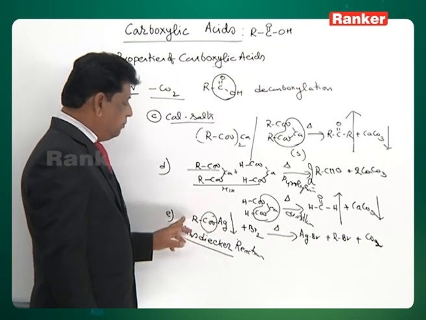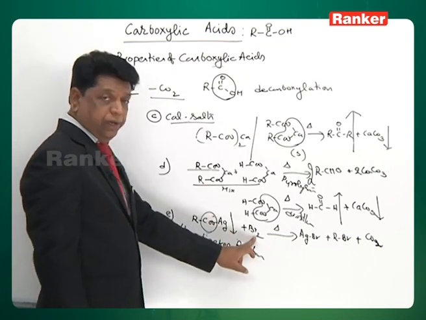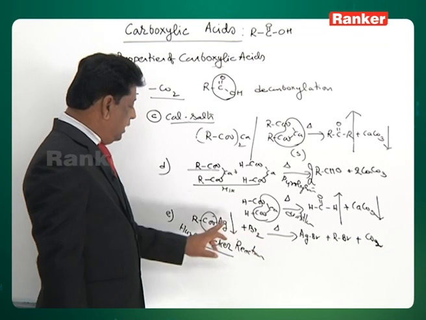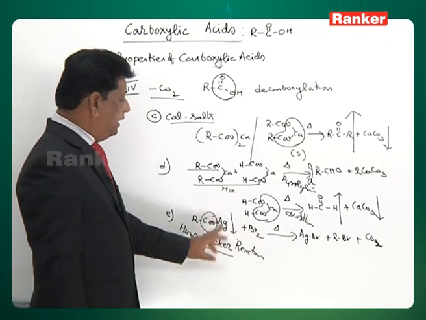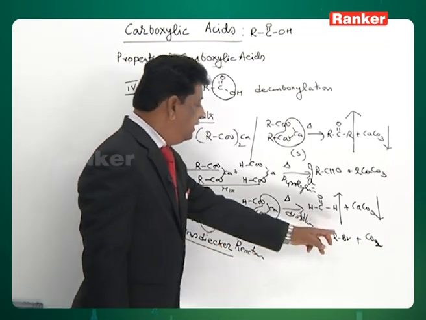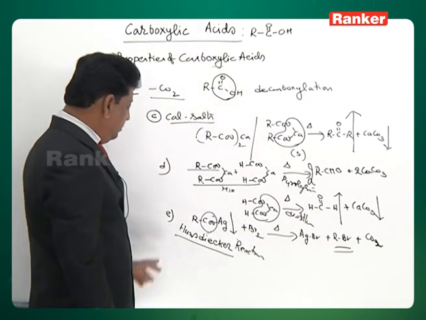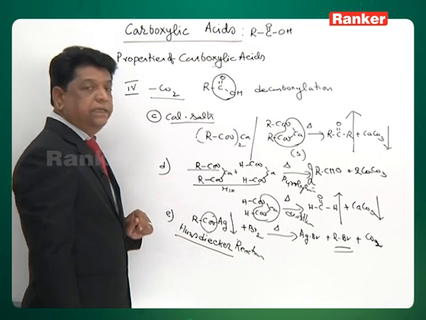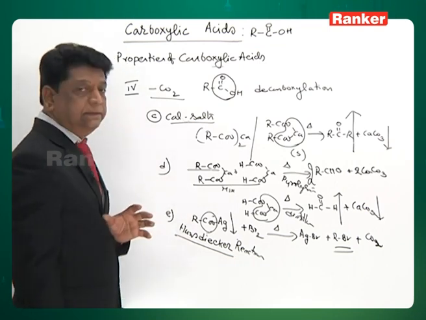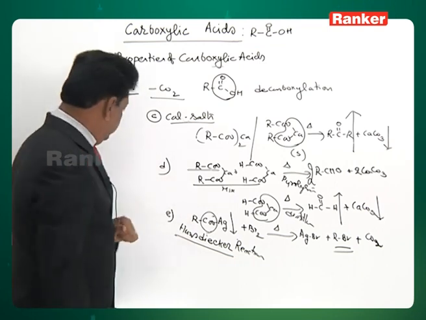Silver salts of the carboxylic acid, when heated with bromine, not chlorine, only bromine allowed, and again only silver salts taken, give the corresponding alkyl bromide. Decarboxylation cum bromination is the reaction, which is called the Hunsdiecker reaction. In all these reactions, decarboxylation is taking place.